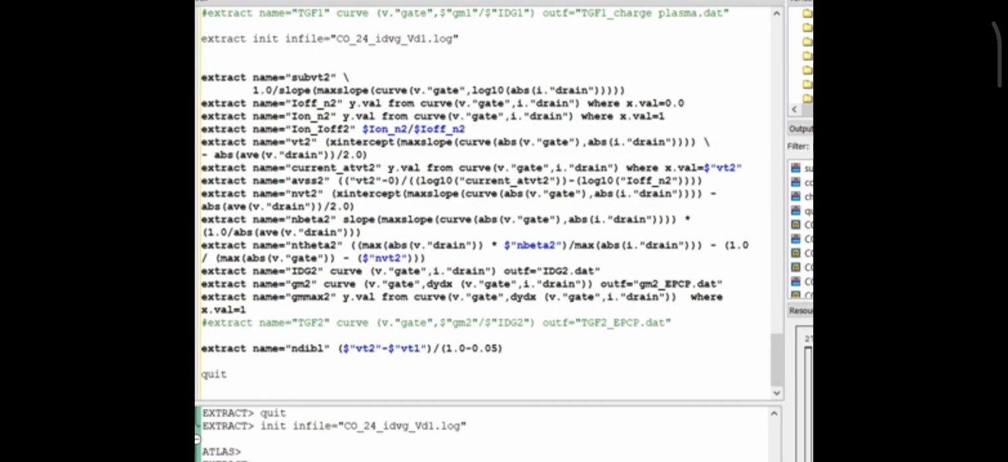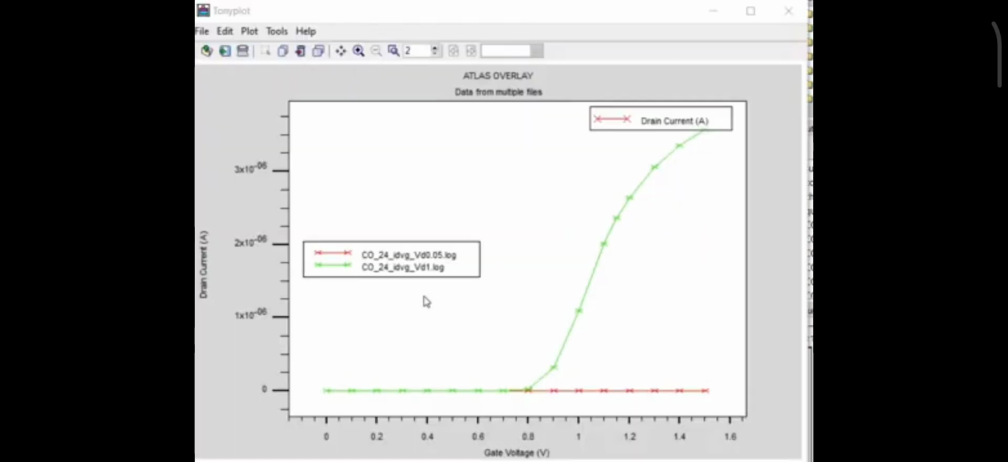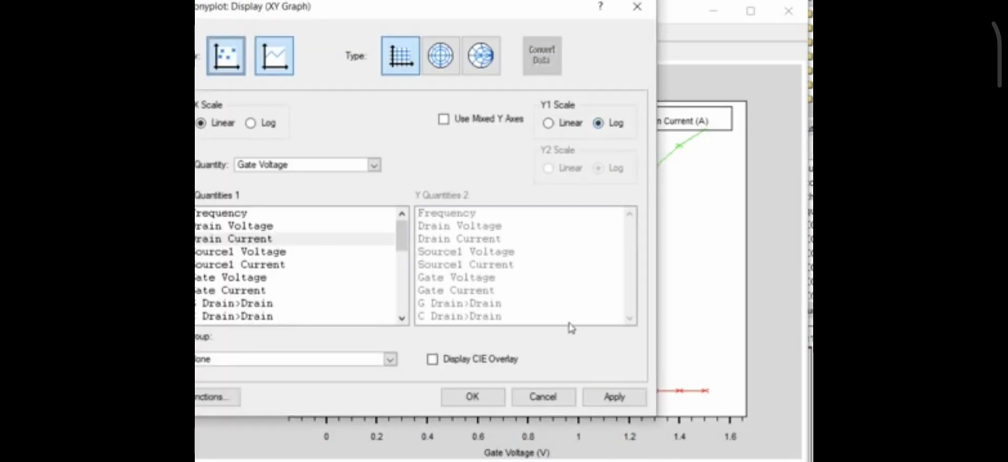When you run this program, you will get two files. One is the structure file and one is the log file. This is the log file I got when I ran the program. We are getting two different curves. One is for the VDS 50 millivolt and the second is for the VDS 1 volt. This is the linear curve. By clicking on display and then clicking on log, you will get the log curve.